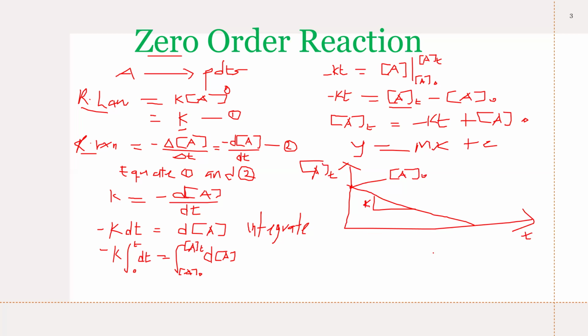Great. Now let's also do it for first order. To prove for first order, we also have to consider a hypothetical equation. So let's assume that this hypothetical equation, A, gives us a product.